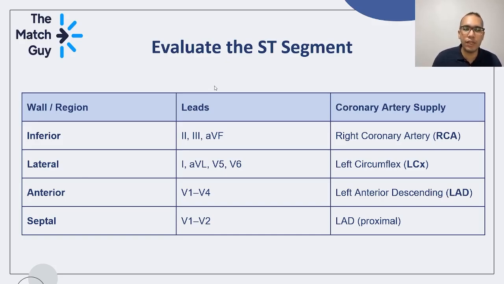If you see that lead 1, aVL, V5 or V6 is affected, this means that the lateral wall is affected, and this is a problem within the left circumflex artery. If you see it in V1 to V4, this is the anterior wall, and this is supplied by the left anterior descending. And finally, between V1 and V2, this is the septal part, and this is supplied by the proximal part of the left anterior descending artery. So whenever you see ST elevation or ST depression, you can instantly know which leads are affected, which part is affected based on that, and which coronary artery is affected.